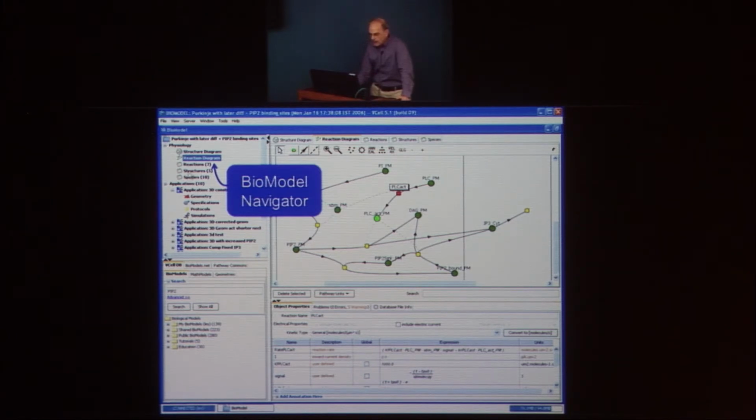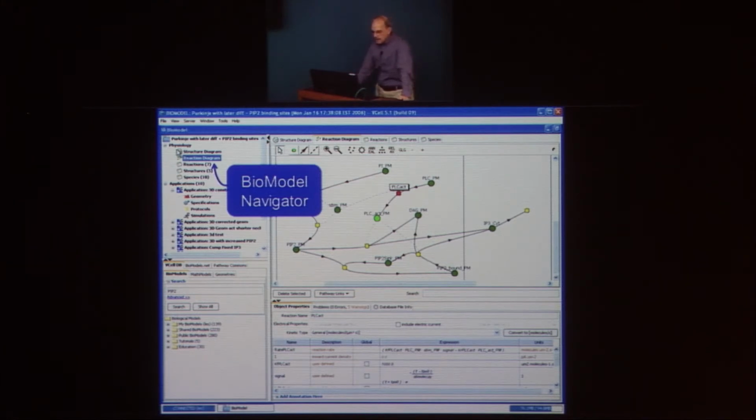This biomodel navigator pane that I'm showing you here shows that at the top level of what we call our biomodel, we have what we term the physiology. The physiology contains all the molecules, all the topology of the system, the membranes and what the membranes enclose, the different compartments. It contains the reactions, how the molecules interact or how they go through membranes. So we have the reaction diagram highlighted here, and so you see the reaction diagram shown on the right for this particular model.